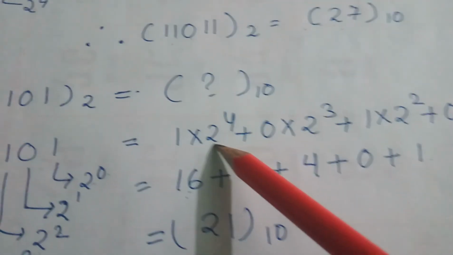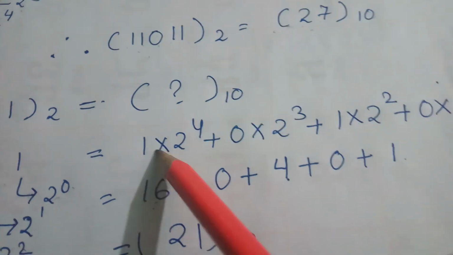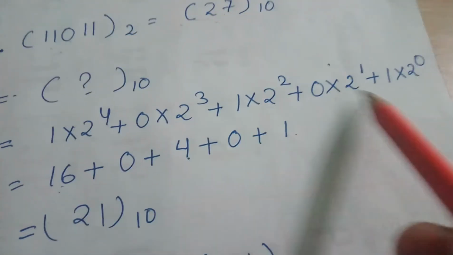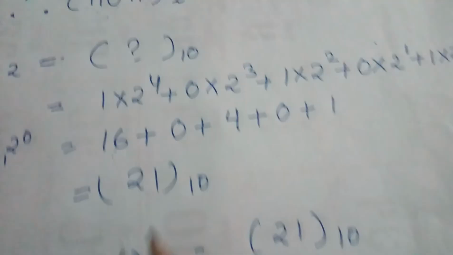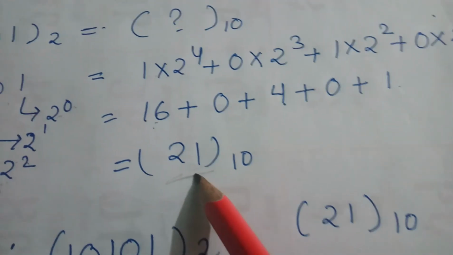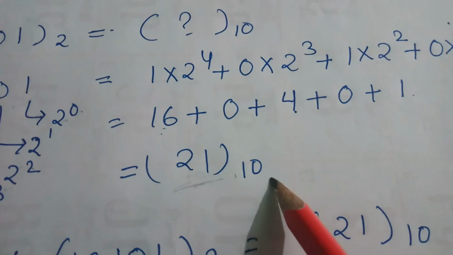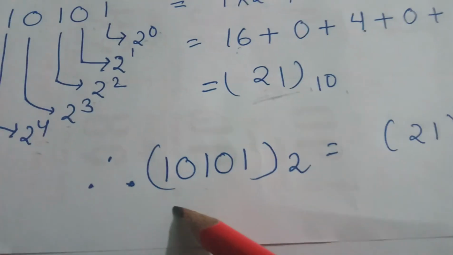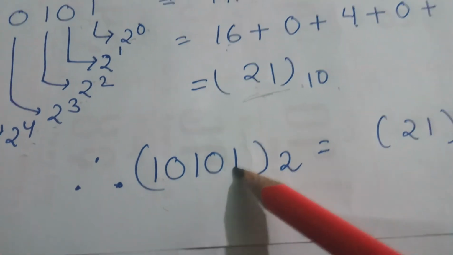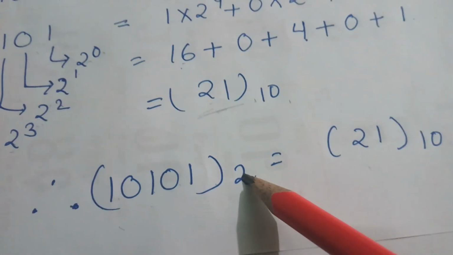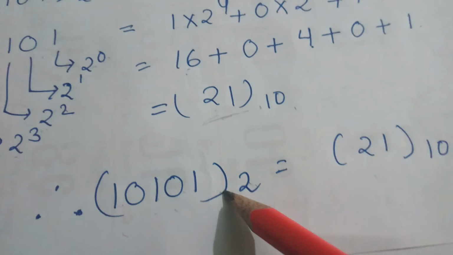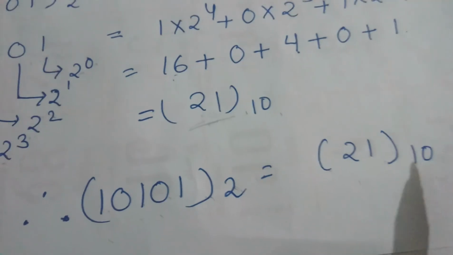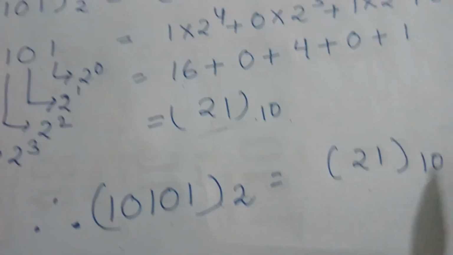And now you need to multiply with the corresponding place values and then add them up like this and simplify. After simplifying you will finally get your answer 21, and you can write this like this finally. So 10101 to the base 2 in the binary number system can be written as 21 in the decimal number system to the base 10.